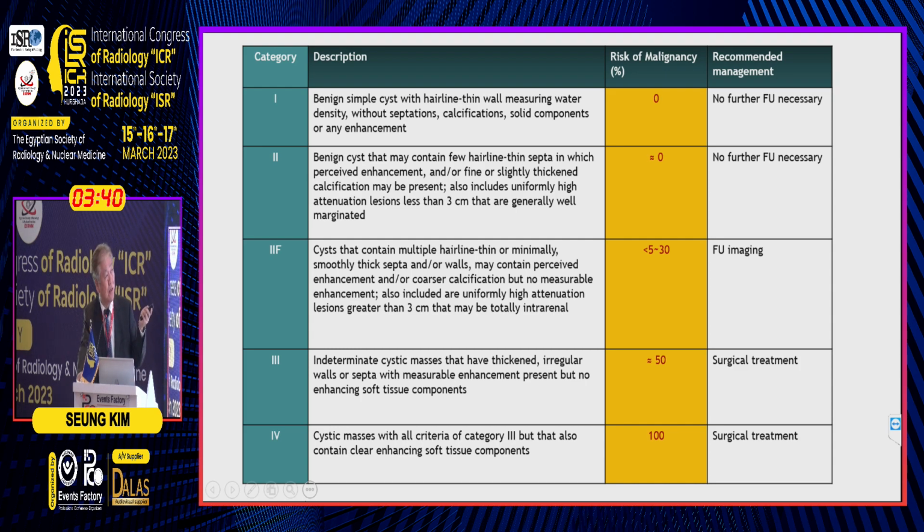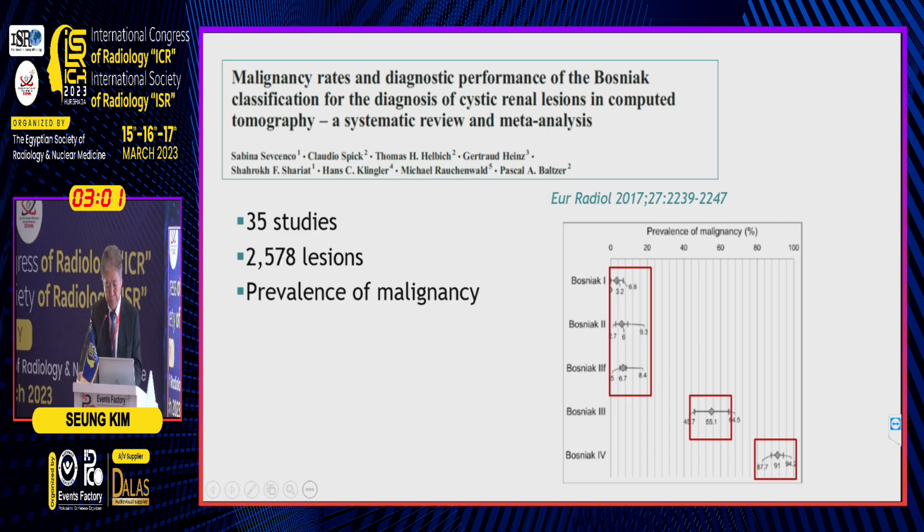As I said, category 1, no risk of malignancy. Category 4, 100% risk of malignancy. Category 2 is almost 0%, so we do not need follow-up. Category 2F, we need follow-up because there is some chance of malignancy. A lot of people reported different chances of malignancy, but usually it is less than 5% in 2F. And 3 is almost 50%, half and half chance of malignancy. So we always keep in mind that risk of malignancy when we are communicating with our counterpart urologist.